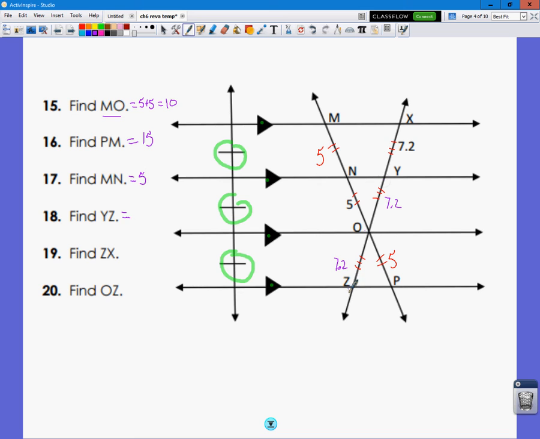From Y to Z, 7.2 plus 7.2, 14.4. From Z all the way to X is 3 of the 7.2's put together. 7.2 plus 7.2 plus 7.2, 21.6. And from O to Z is just one of those pieces, 7.2.